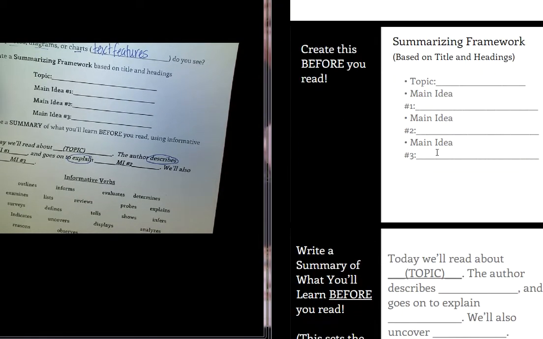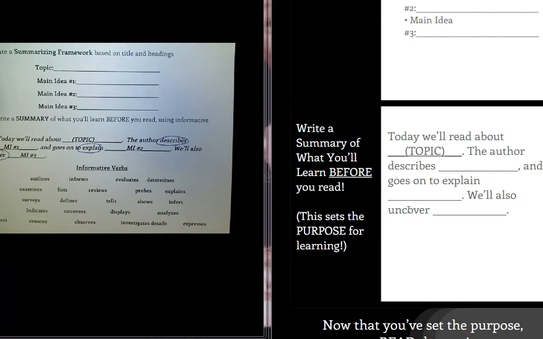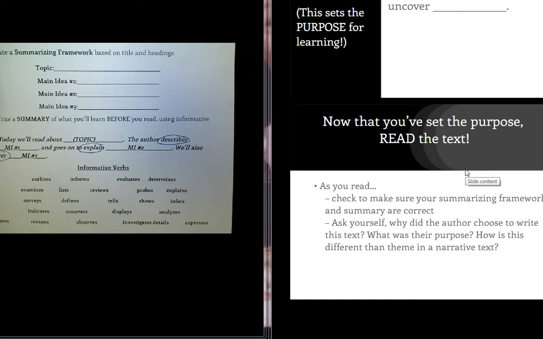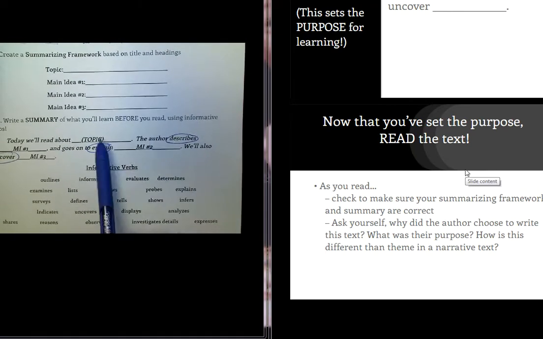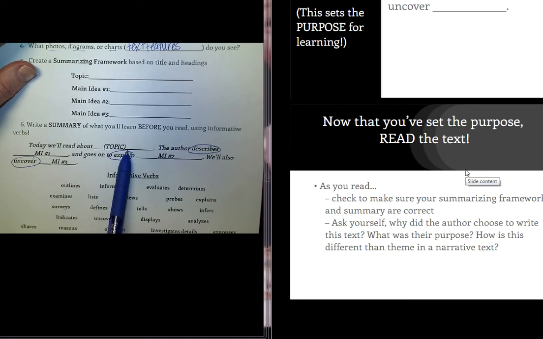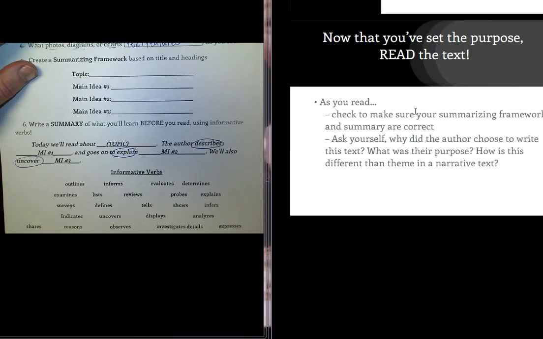After you've done all that, this is an example of what I just talked to you guys about. We're going to read a text, and I'm going to show you how to create, or we're actually not going to read it. We're just going to look at it. How to create a summarizing framework and a summary before you even start reading. It'll really help you pay attention to what the expository piece is really trying to tell you.